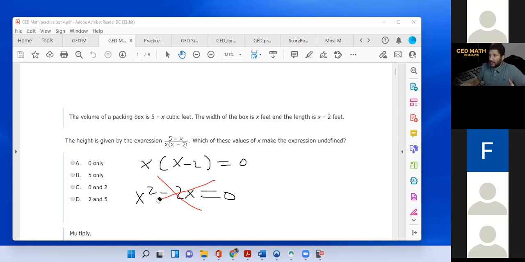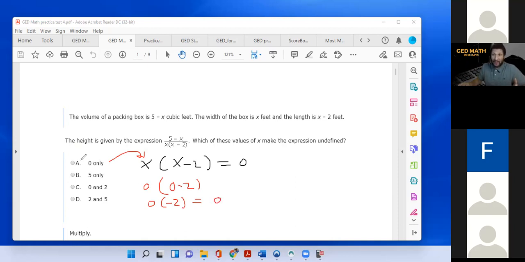This is what I need you to understand: x times x minus 2 equals 0. One of the most important rules in math is the 0 rule. Anything times 0 is what? 0. So the easiest way to do this is to substitute these values in. If I put a 0 in for x, I would have 0 times 0 minus 2. And what's 0 times minus 2? 0.